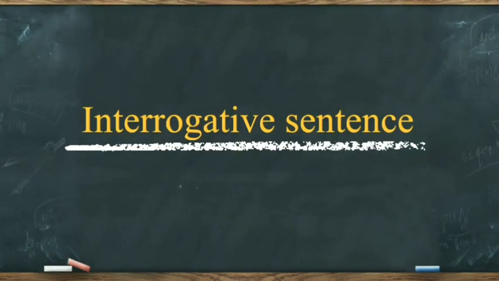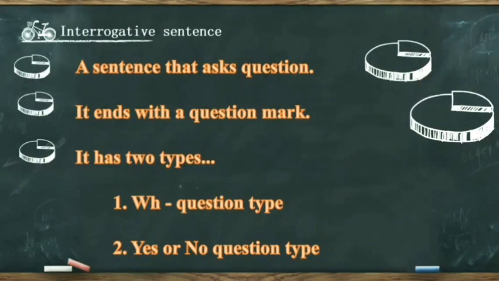Now, let us see what is interrogative sentence. Interrogative sentence is nothing but asking questions. All the questions that you ask in a sentence are called interrogative sentences. So, as I have given, a sentence that asks a question is called an interrogative sentence. It ends with a question mark. We saw in declarative that declarative sentences end with a full stop. The same way, all the sentences that ask questions end with a question mark.